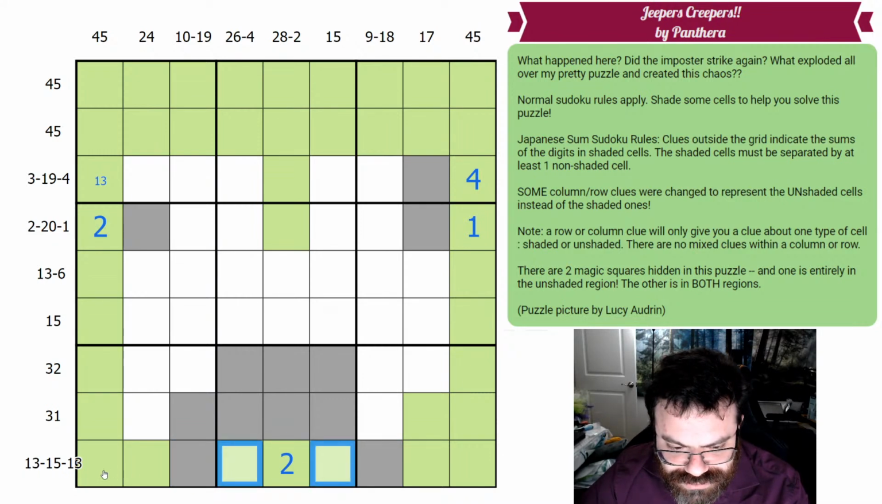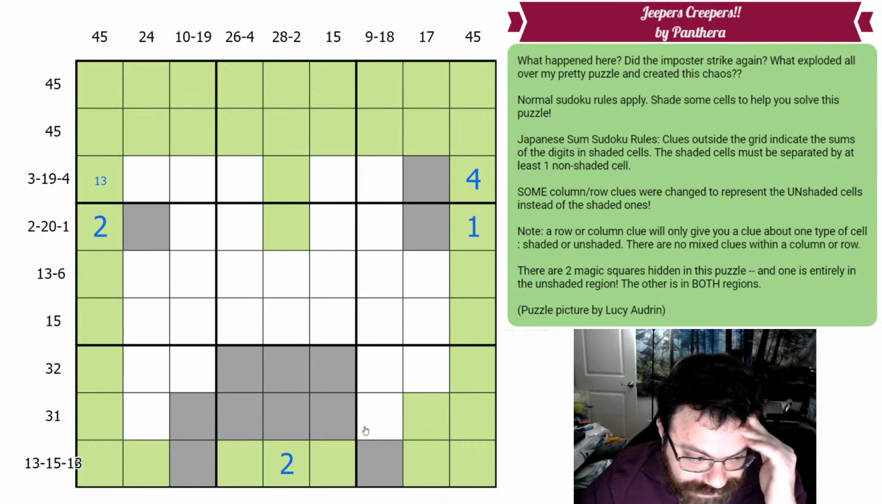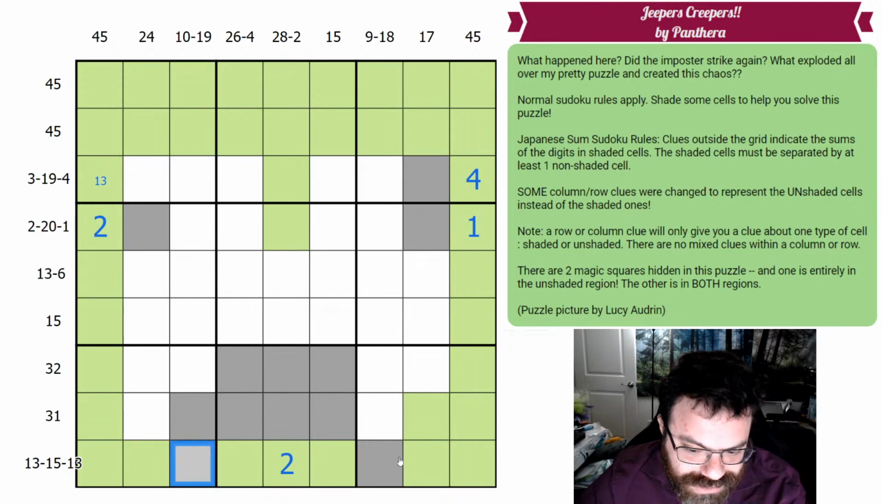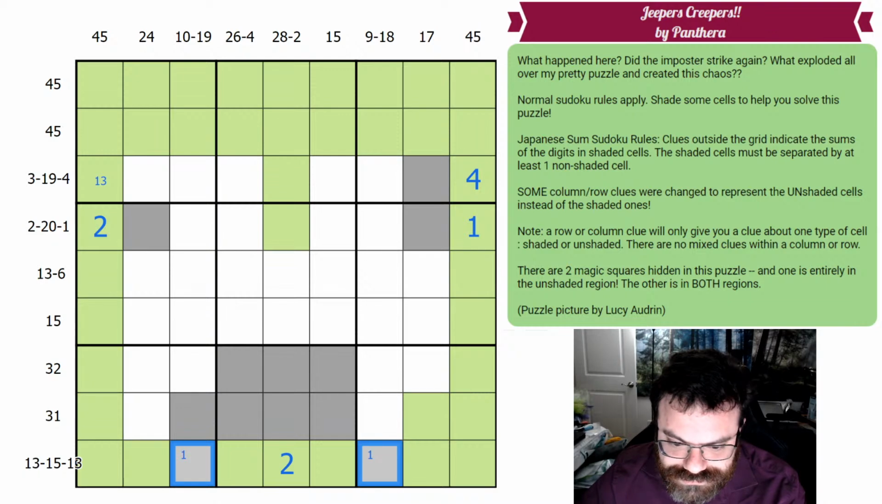These add to 13. So all of these add to 13. Out of 2. Means one of these is a 1. Might as well mark that.